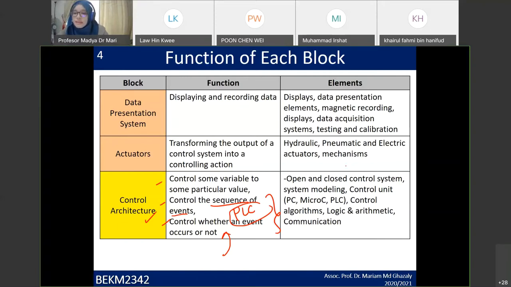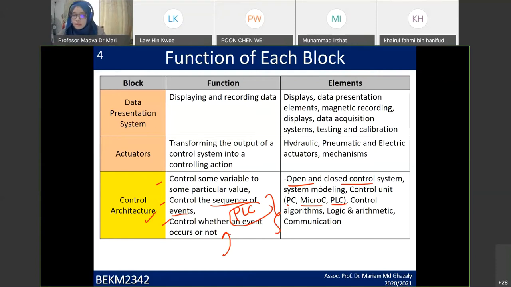Okay, so the element that we are going to see today is the open loop and closed loop system. System modeling, a little bit on where the system modeling fits into the closed loop. Then we have the control unit, for example, either you use microcontroller or PLC. The microcontroller is the one that you usually hear. Arduino and Raspberry Pi are advanced controllers. Before this it was on microcontroller, right now we have the Arduino and Raspberry Pi.